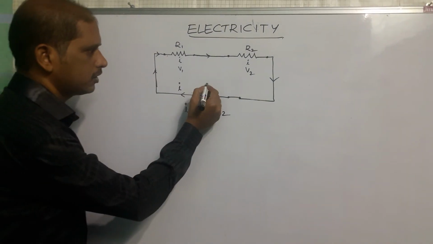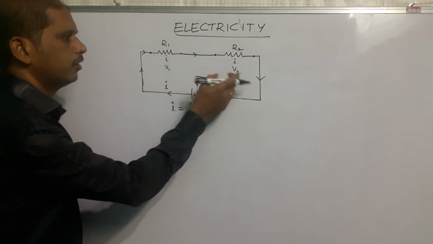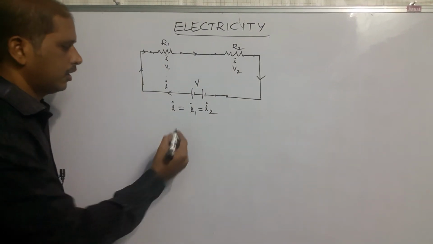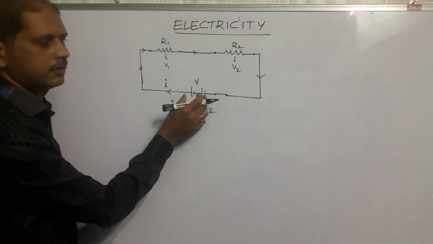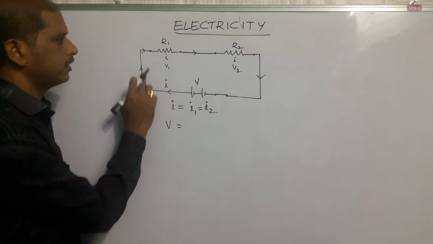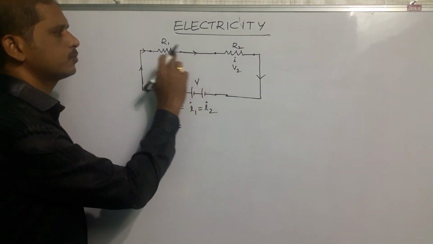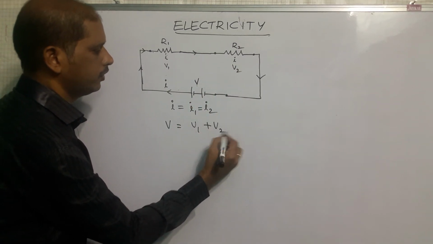So if the total potential difference is V, that should be equal to V1 plus V2. Why? Because the total potential difference V is created by the battery, the source of electricity, and that potential difference is divided across these resistors. So V is equal to V1 plus V2 we can write.